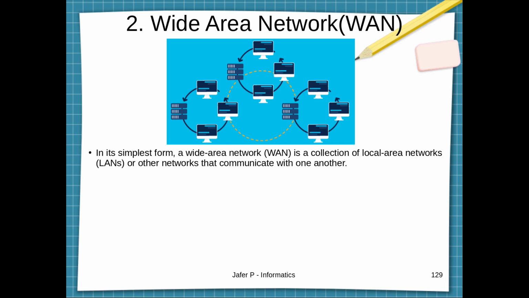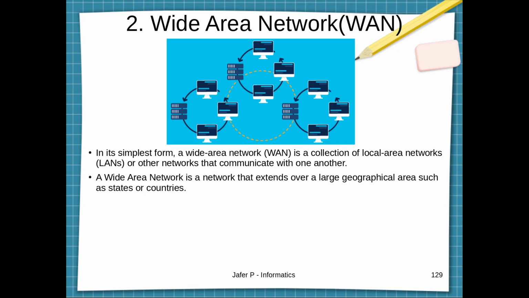In its simplest form, a wide area network is a collection of local area networks or other networks that communicate with one another. A wide area network is a network that extends over a large geographical area, such as states or countries, not beyond that. A wide area network is obviously a bigger network than LAN, because a LAN is situated in a small geographical area, but a wide area network covers a large area.